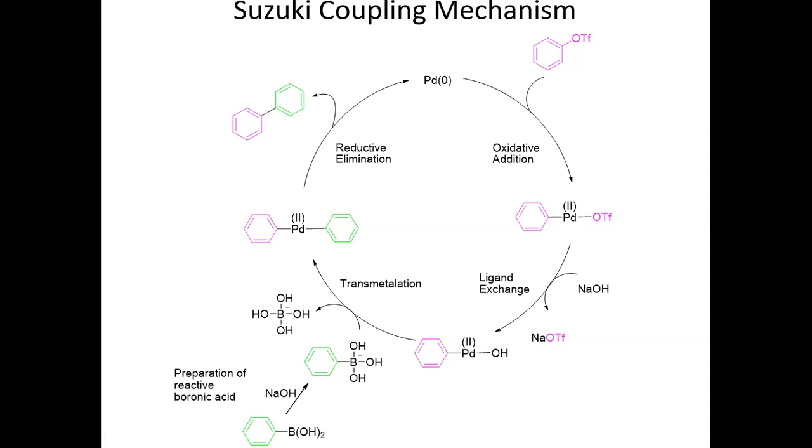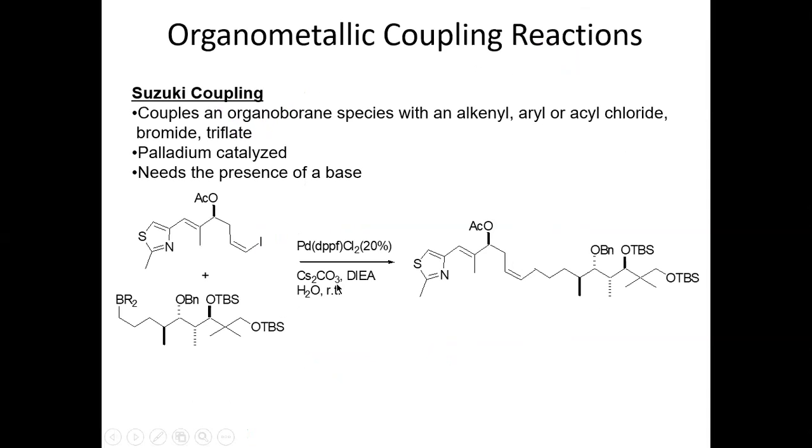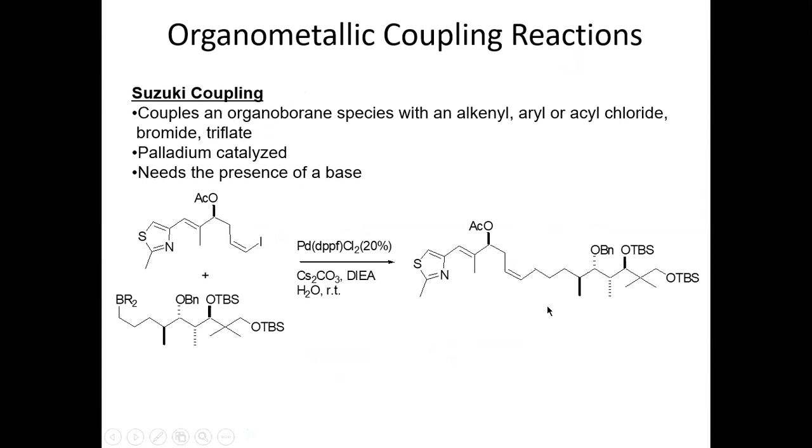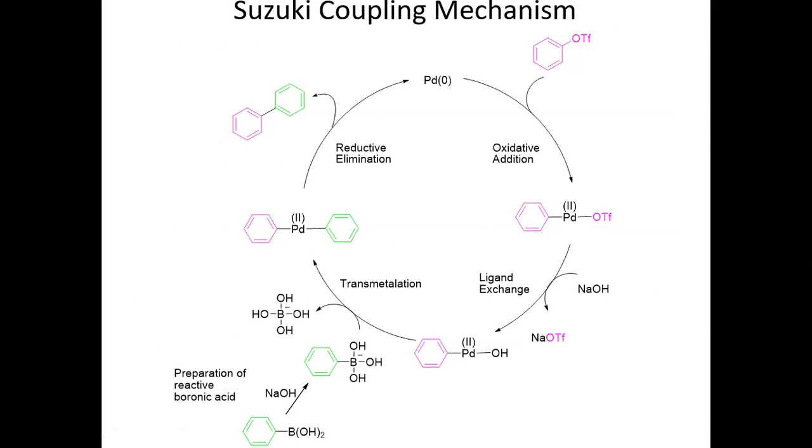And then with the base, whatever base you're using, in this case it is cesium carbonate, you do a ligand exchange here to get rid of the triflate. And what that does is it actually prepares the palladium to couple with the boronic acid, right? So here you take your boronic acid and you have to prepare it using a base like sodium hydroxide or something like that. But you prepare your boronic acid, and then that's where your transmetallation happens.